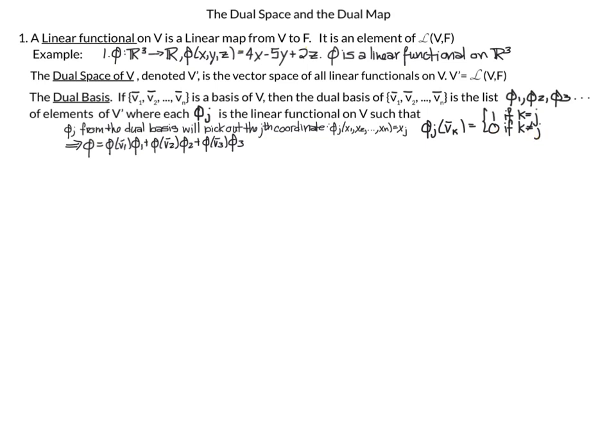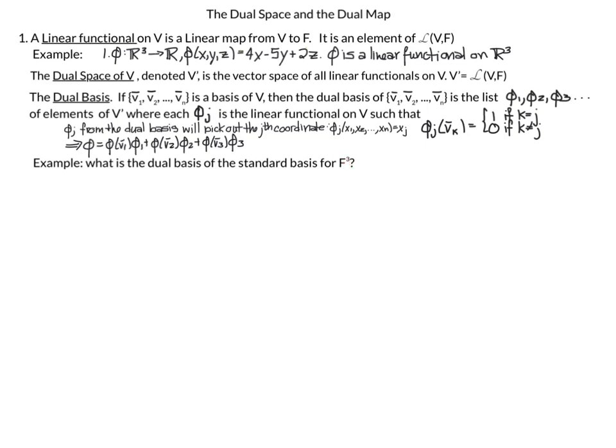And just note, we're defining phi sub j only in terms of the basis of V, because remember, once we know how a function or a transformation operates on a basis, we know how it operates on all vectors in V, since every vector in V can be written as a linear combination of the basis vectors. We will do an example. What is the dual basis of the standard basis for F3?